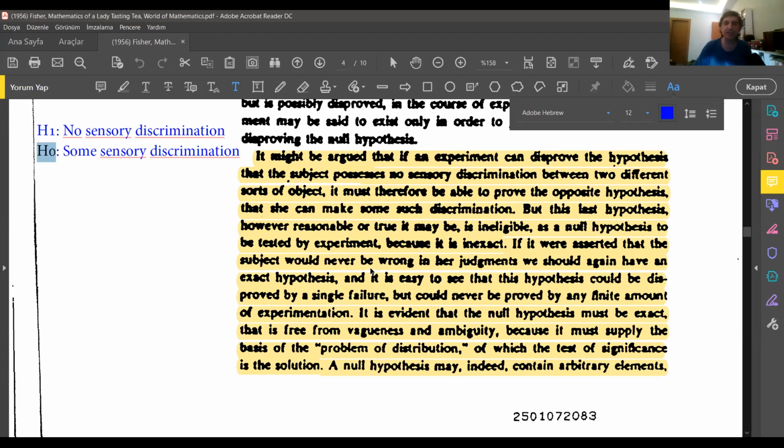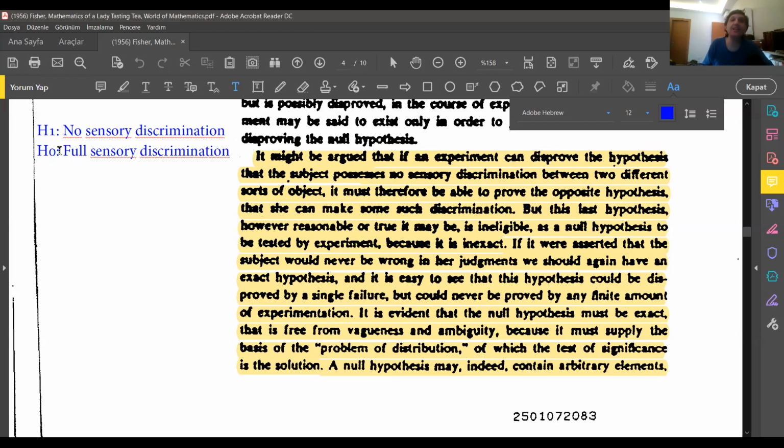If it were asserted that the subject would never be wrong in our judgments, we should again have an exact hypothesis. Actually, what he says is, in this form, it's not possible to devise an experiment, devise actually some interval, some critical regions and accepted regions, because it says some sensory discrimination. It's not an equality. When it's not an equality, we have a problem. He here suggests that instead of this, you may say full sensory discrimination.